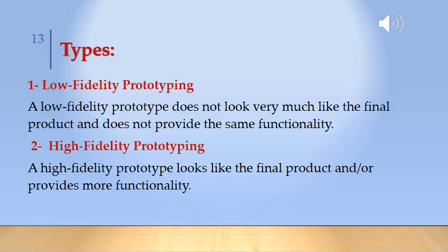In this chapter, the authors define two types of prototyping: low-fidelity prototyping and high-fidelity prototyping. The low-fidelity prototyping doesn't look very much like the final product and doesn't provide the same functionality, while the high-fidelity prototyping looks like the final product and/or provides more functionality.